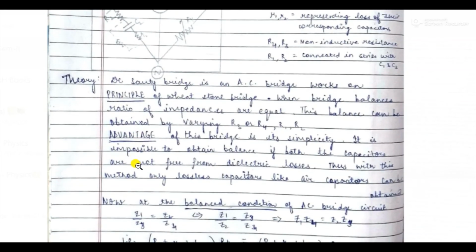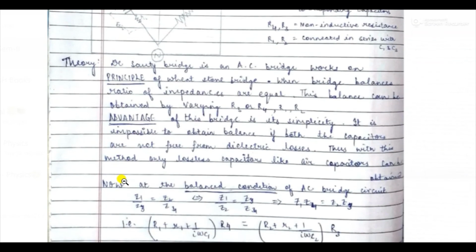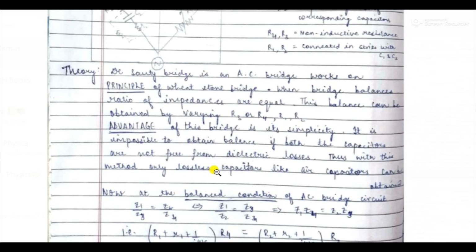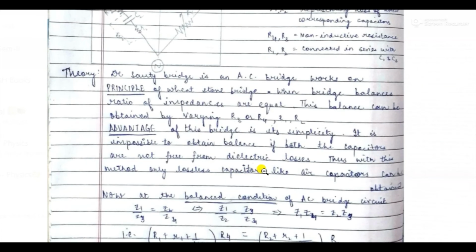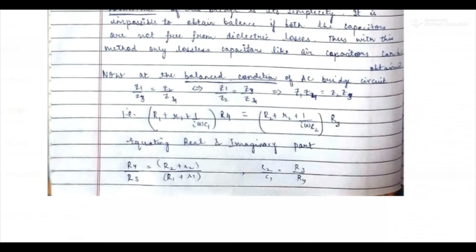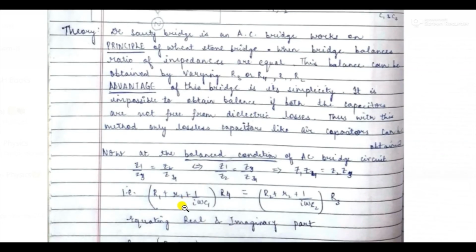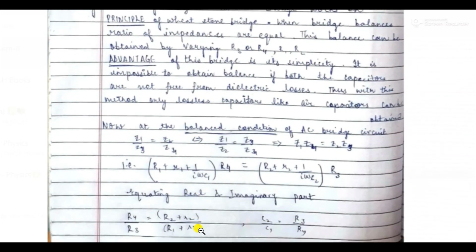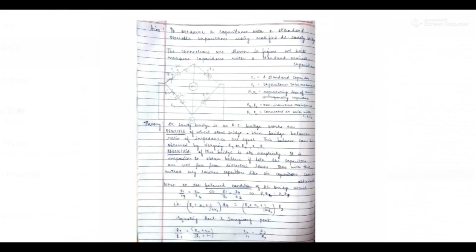Advantage of this bridge is its simplicity, because some bridges which also measure capacitance are very, very complicated. This bridge is simpler as compared to them. It is impossible to obtain the balance if both the capacitors are not free from dielectric losses. Thus, with this method, only lossless capacitors like air capacitors can be measured. So again, this is shown the balanced condition which we have discussed. You can take the screenshot if you wish.